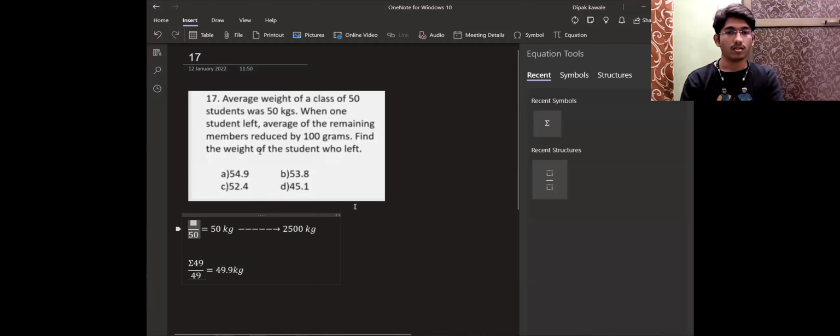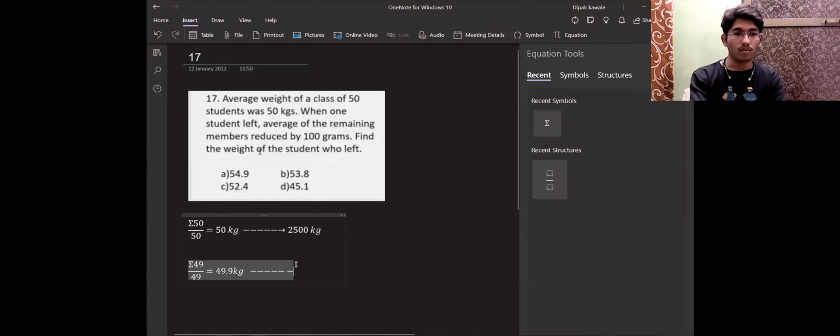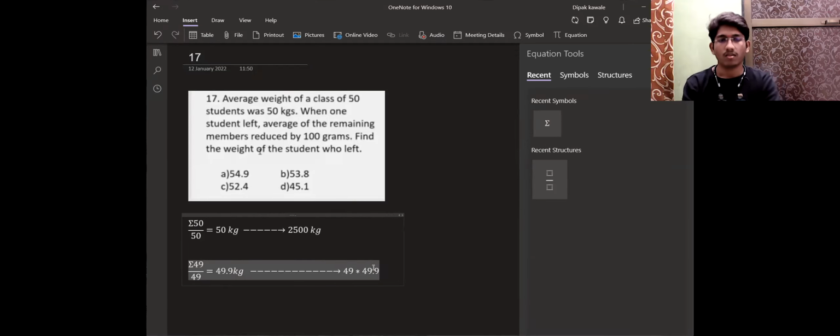This is the average of 50 students' weight. Okay, so what is it now? Total weight of all the 49 students. So 49 into 49.9, that means 49 into 49.9. But I want to simplify this calculation. So what I will do, I will make this 50 minus 0.1. Now this becomes much simpler.